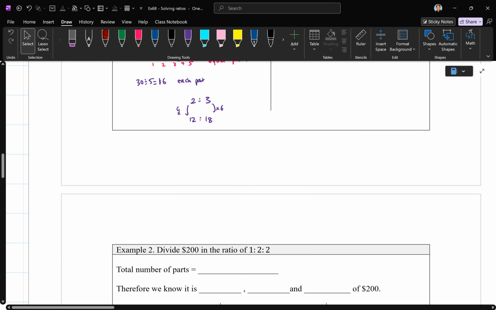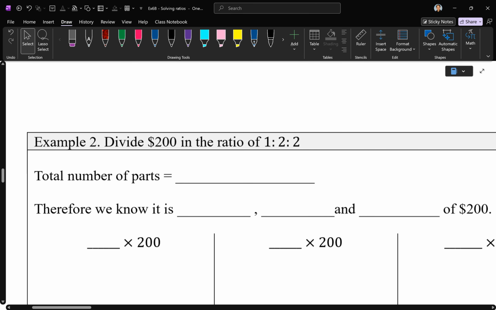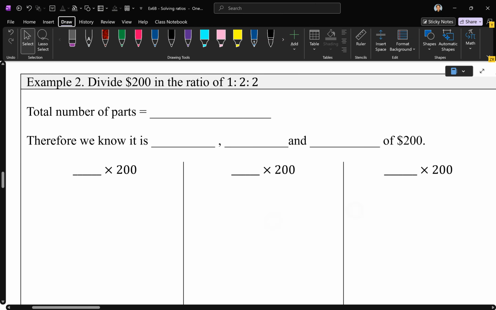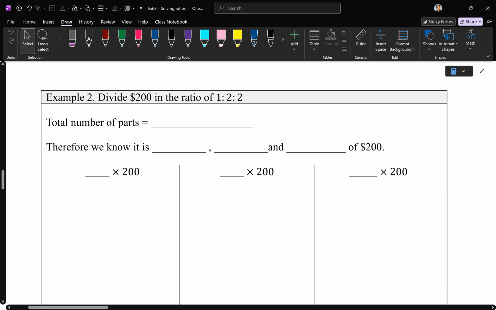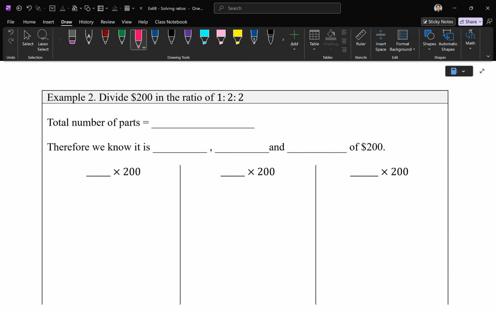Is there another one over the page? Yes, there is. All right. I want you to have a go of this one. I'm going to pause the video. You're going to get 5 minutes. I'm going to ask some questions around. What's the total number of parts you got for this question? Can I please have Hauschwan? How many parts? 5. Very good. 1 plus 2 plus 2 gives you a total of 5 parts.